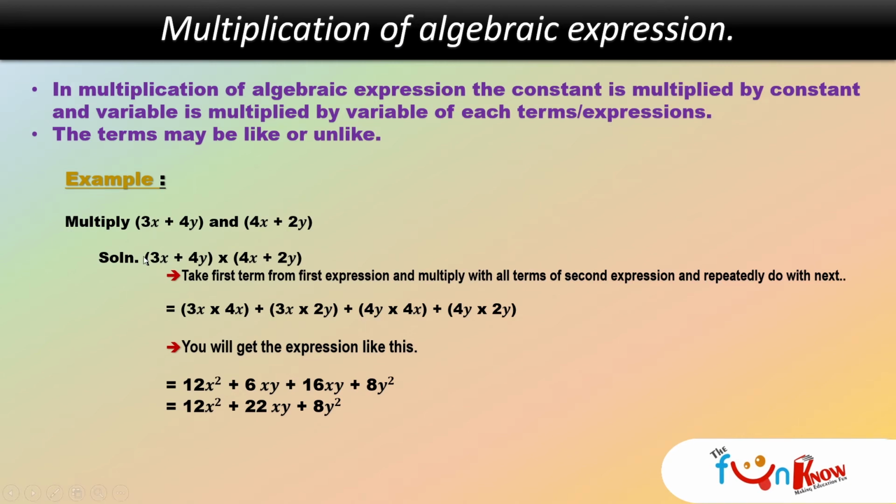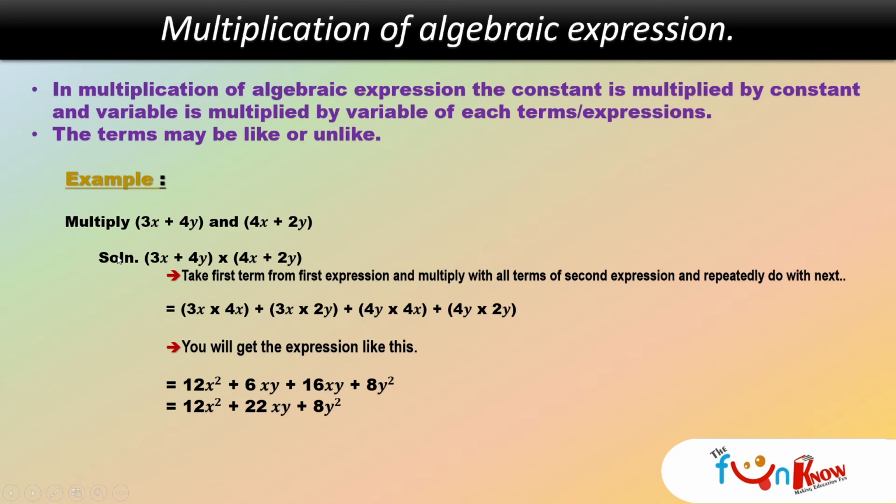Now here in the first expression you can see 3x plus 4y. So what you will do, students, 3x is one term, you will multiply 3x with 4x, and you will multiply 3x with 2y. So here it will be 3x into 4x, 3x into 2y. In the first expression, there is another term, 4y. So you will multiply this 4y with 4x, that is 4y into 4x, and 4y with 2y, that is 4y into 2y. So this is how our new expression will be formed, students.